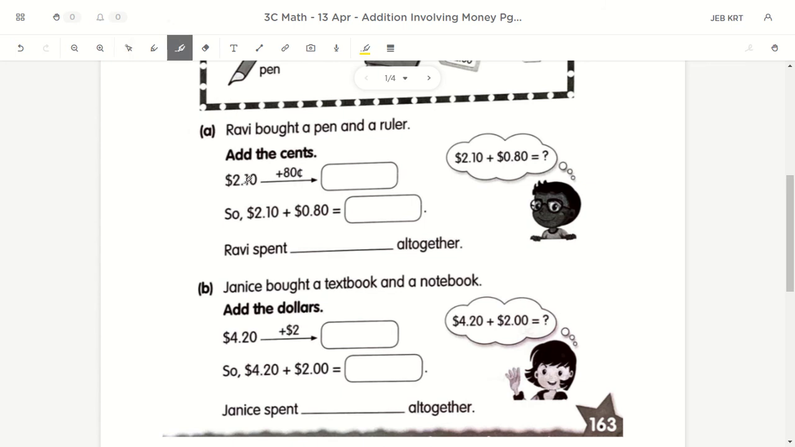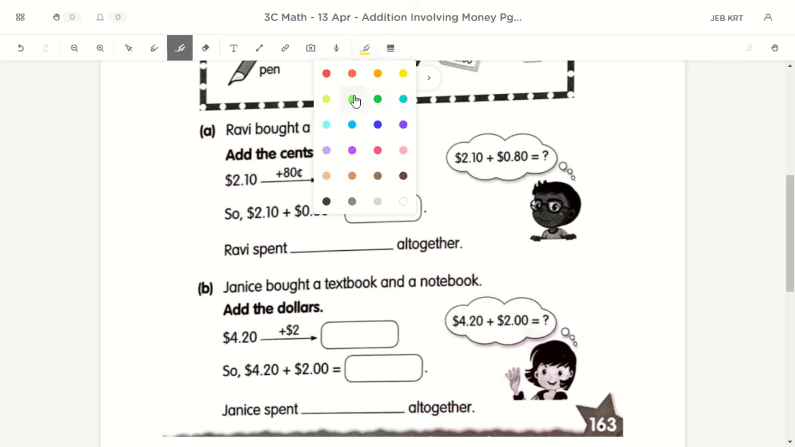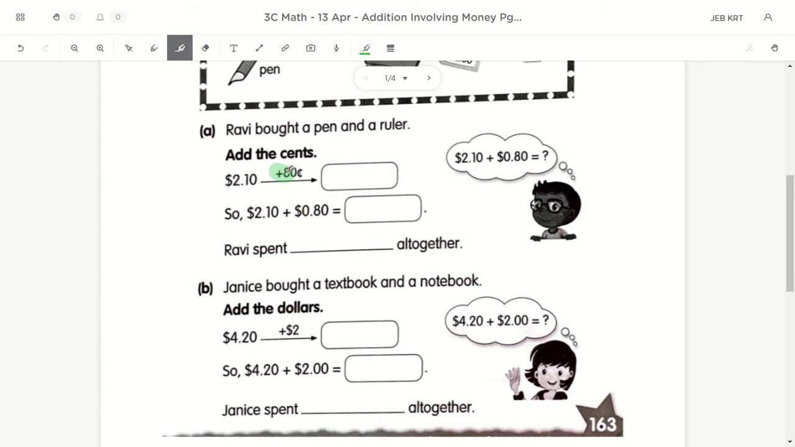So the first part, you have $2.10 plus 80 cents. Alright, so you're just adding the cents part. You add 80 cents to the 10 cents over here. So 80 cents plus 10 cents give you 90 cents. So I think this is quite straightforward. This is actually $2.90.